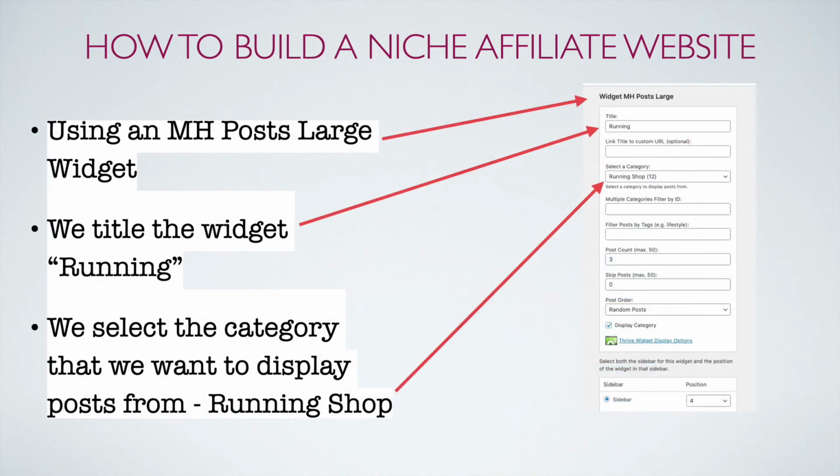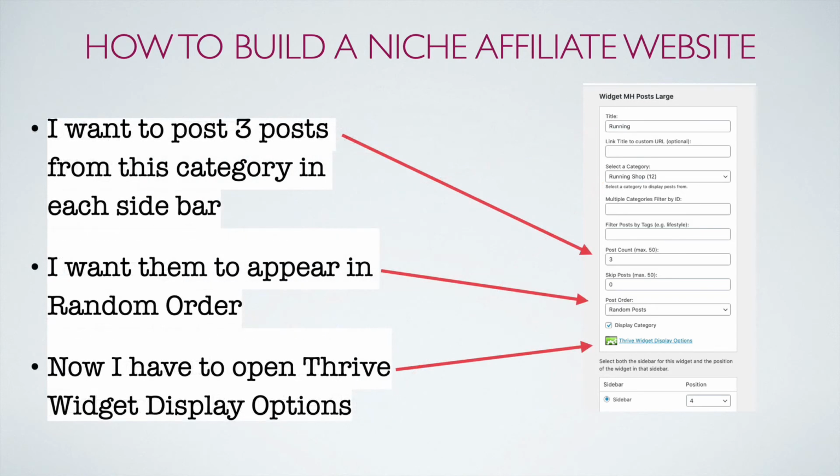So we open up an MH post large widget. We title it, let's say running in this case. We select the category that we want to display the posts from. So this one will always be your Amazon content, so you put in running shop, which is there. You'll also see that I want 3 posts in the sidebar. I want them to appear in random order. And now I have to open Thrive widget display options in order to set these up.